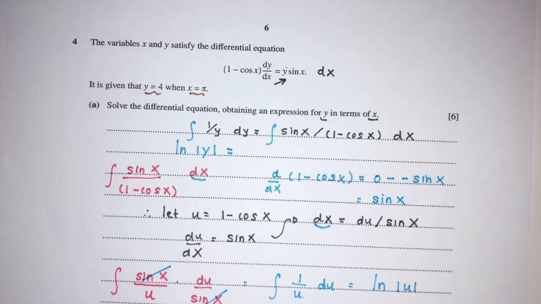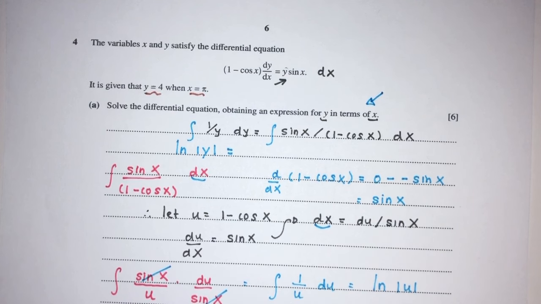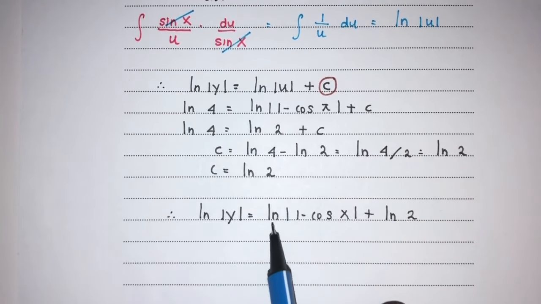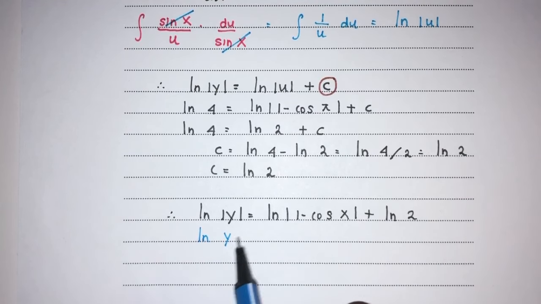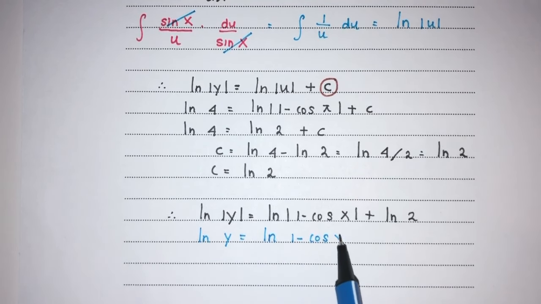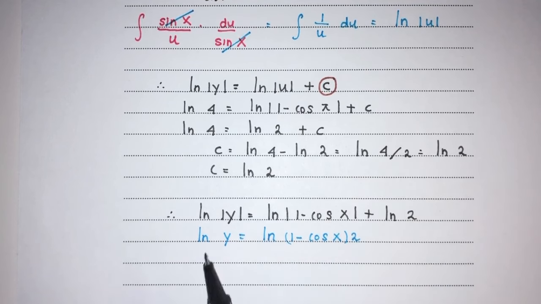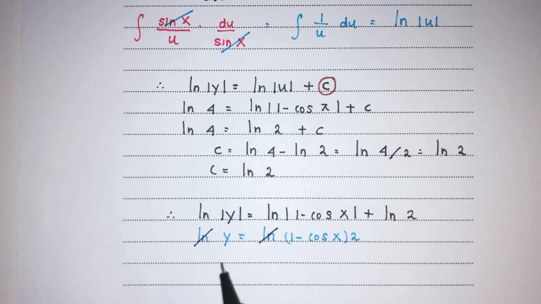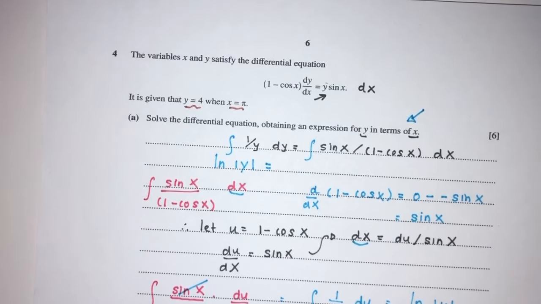Now again, we have to see what the question is asking for: expressing y in terms of x. So here we have ln, ln, and ln. Let's try to simplify this side first. You have ln of y, so combine them. That will be 1 minus cos of x, multiplied by the value here, which will be 2. Now because we have ln on both sides, they will cancel out. So you have y equal to 2 minus 2 cos x. So here you go. This is y in terms of x. That will be part A of your question.